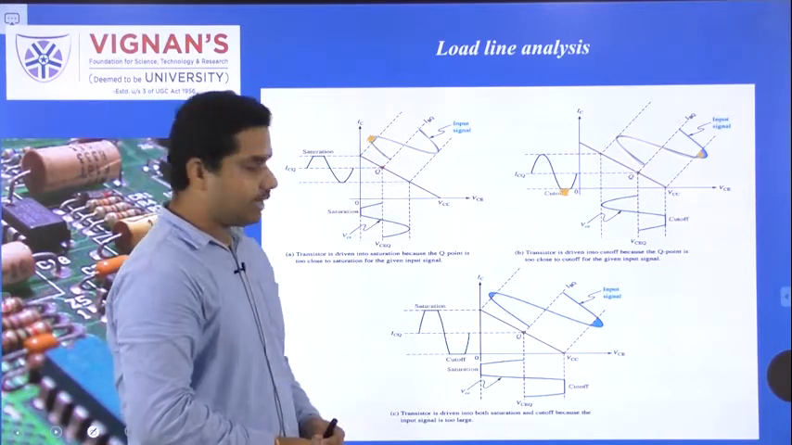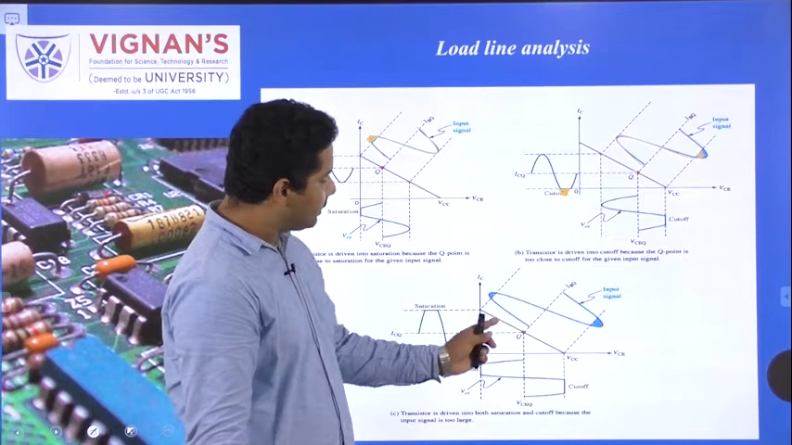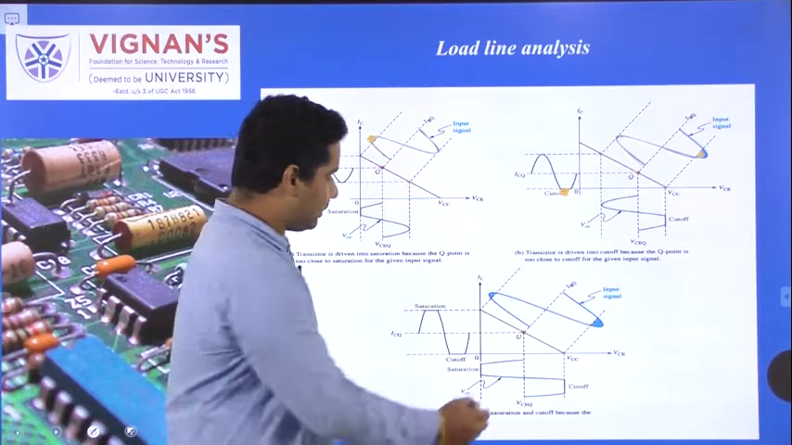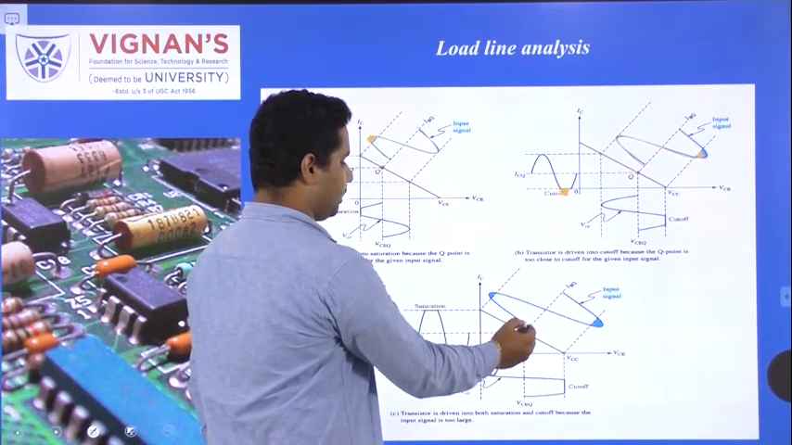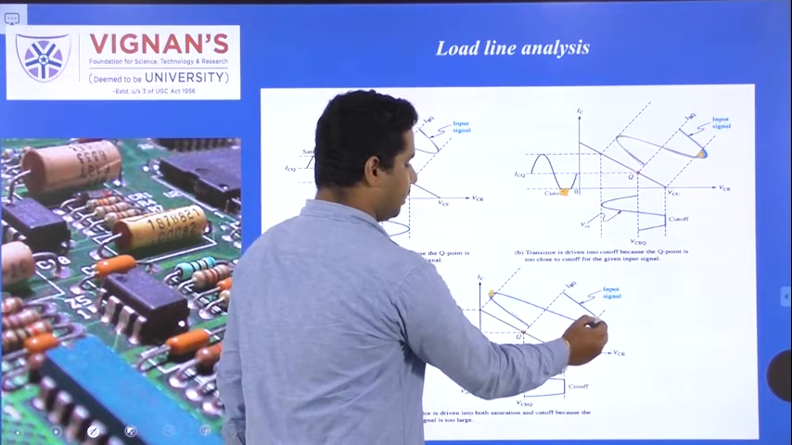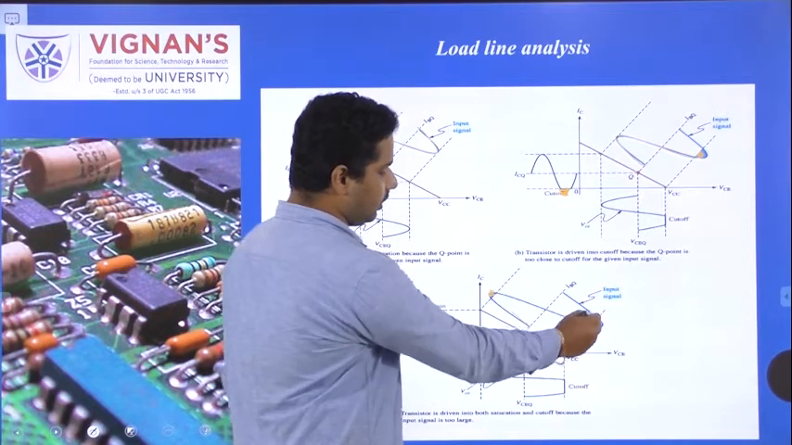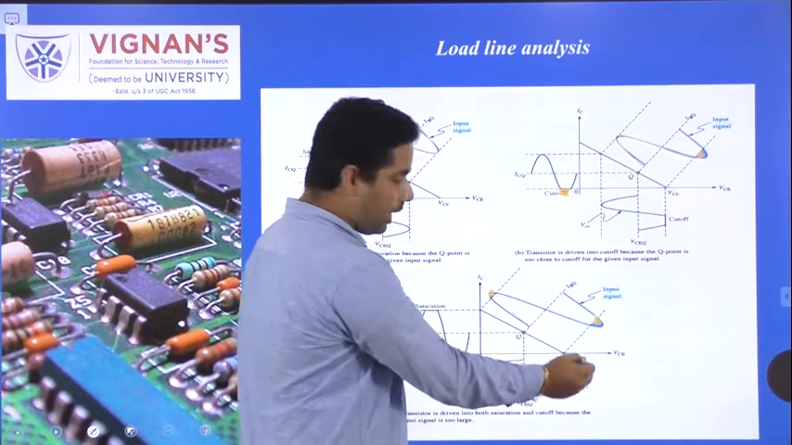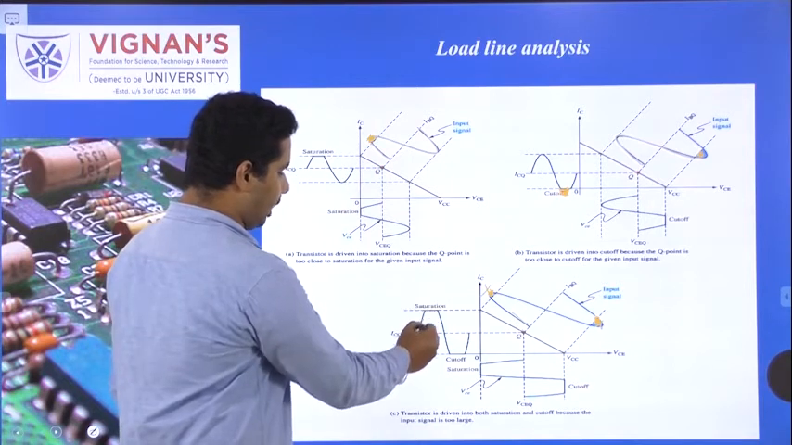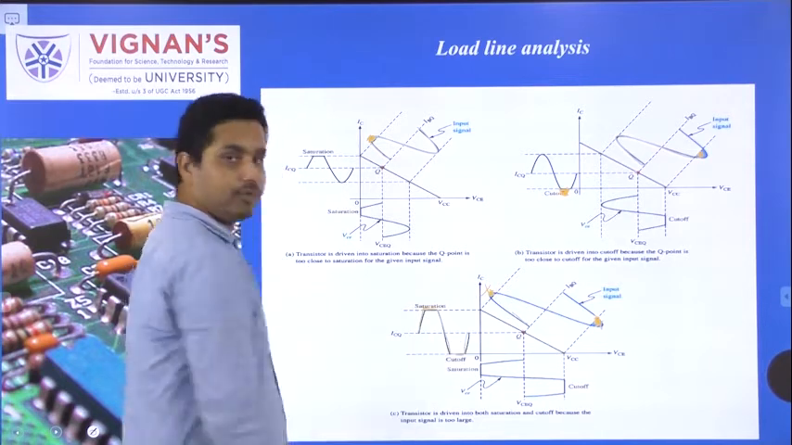There is a third case also. Here the Q point is at the middle, but what happened? The signal is a very big signal, having more amplitude. So in this case, both sides are affected. That means in the upper half cycle and in the lower half cycle, these two portions are not in the active region. The upper half cycle is in the saturation region, and in the lower half cycle, some portion is in the cutoff, and these two portions will be clipped off. So you are not getting that in your output. Your output signal is something like this, which is not a faithful amplification.